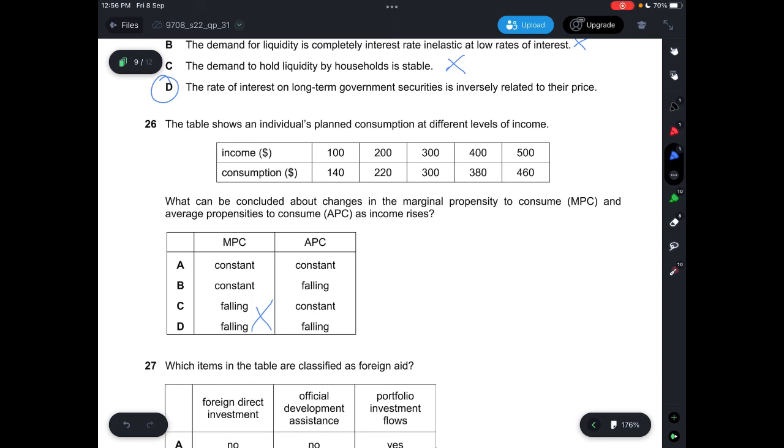And then your APC, which is your average propensity to consume, this one should be falling, right? Because instead of from positive, you see it becomes negative. It becomes a smaller number as it increases. So this one, the answer is B, constant and falling.